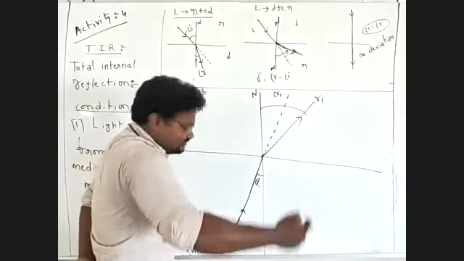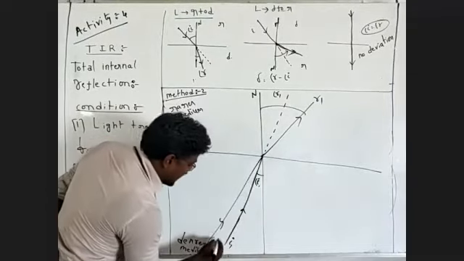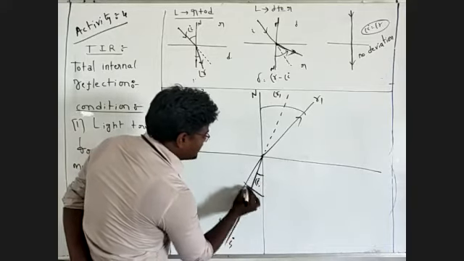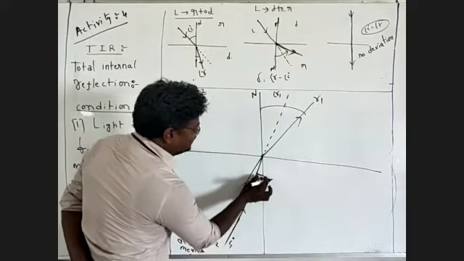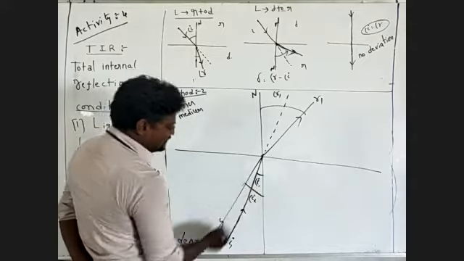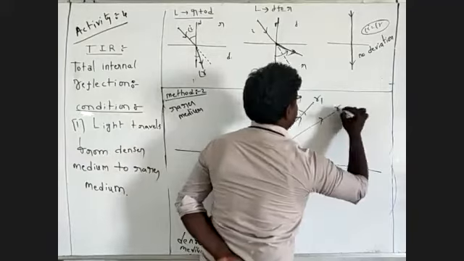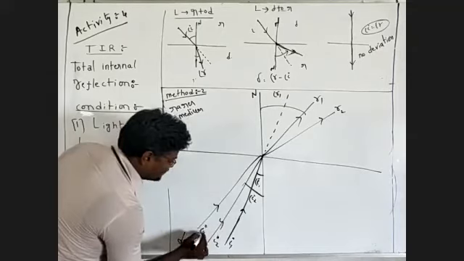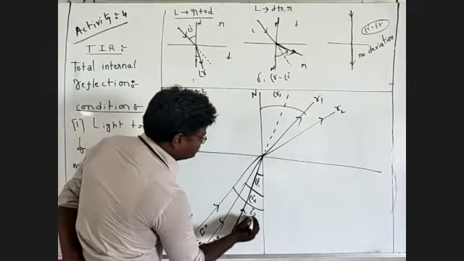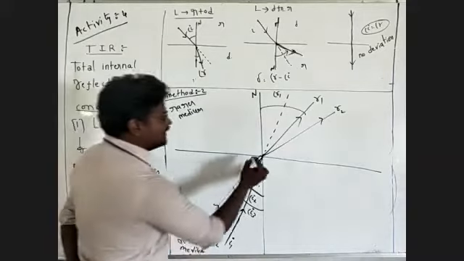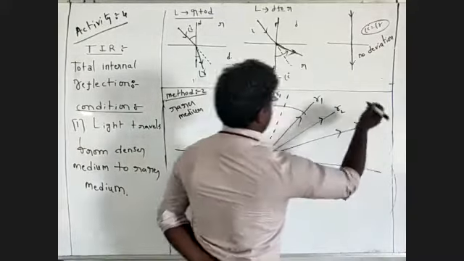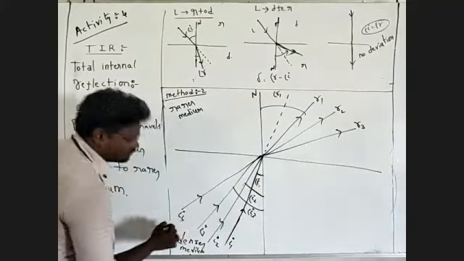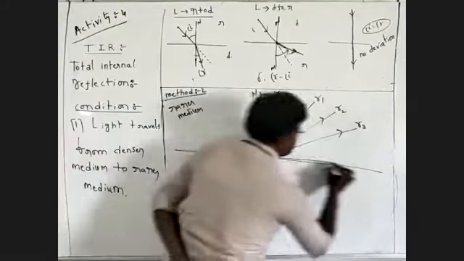I'm increasing the angle of incidence. Next, this is I2. You see, this is the angle I1 and this is the angle I2. The angle is increasing. This small angle is less than this angle. I'm increasing the angle and the refracted ray is also bending. Again, I'm increasing the angle. This is I3, with refraction R3. Again I'm going to increase to I4, and this refracted ray is along this line.